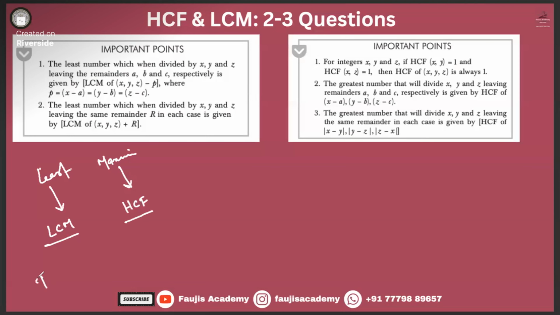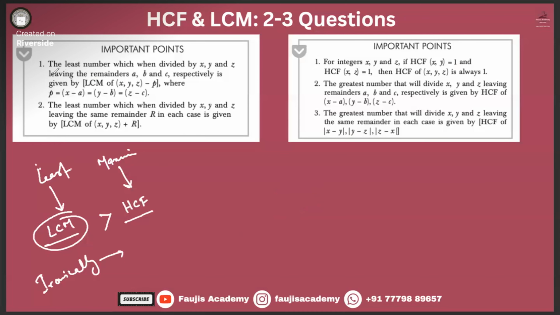Ironically, in all the cases, LCM is always greater than HCF. Can it ever happen that for any numbers the HCF is 1000 and the LCM is 2? It can never happen. So whenever they ask you least, it means LCM, you need to find the LCM. And whenever they ask you max, highest, and all that sort of stuff, you will find HCF, right?